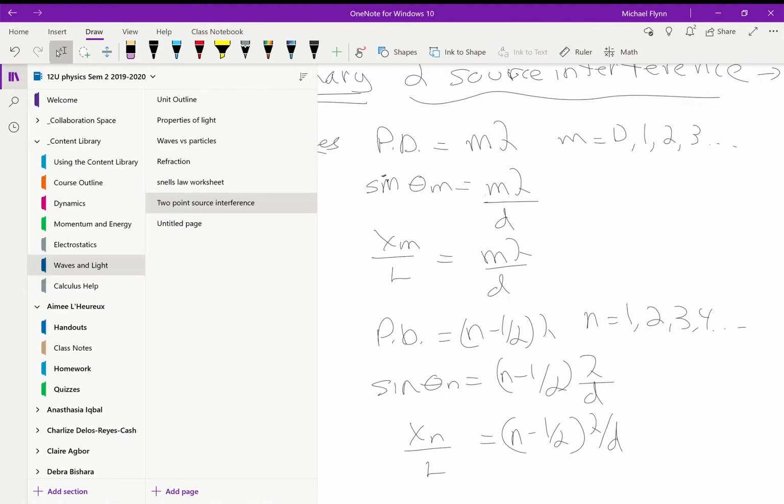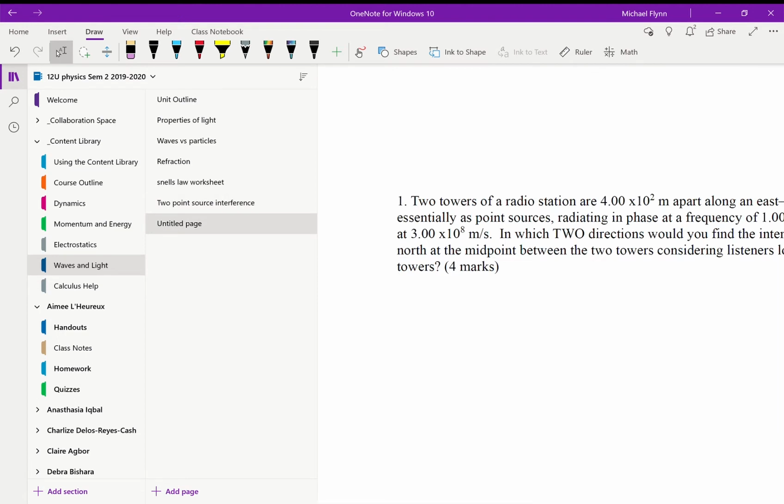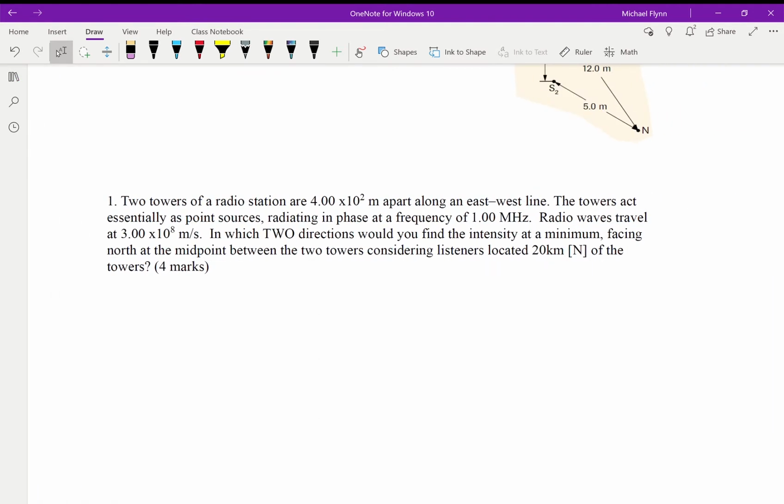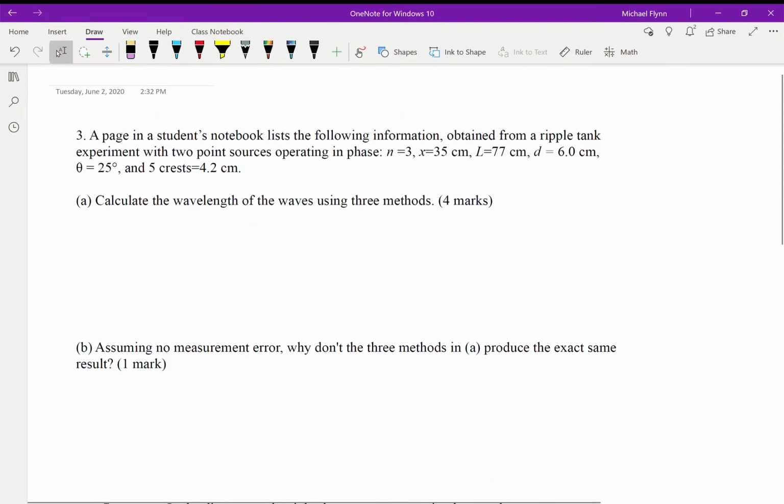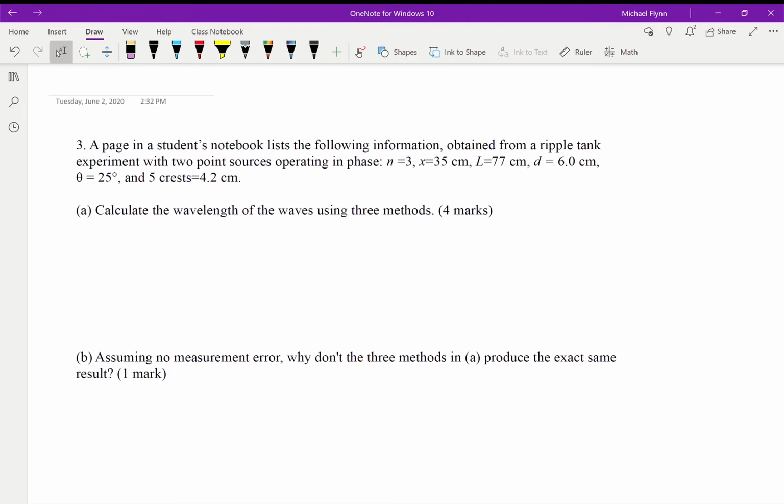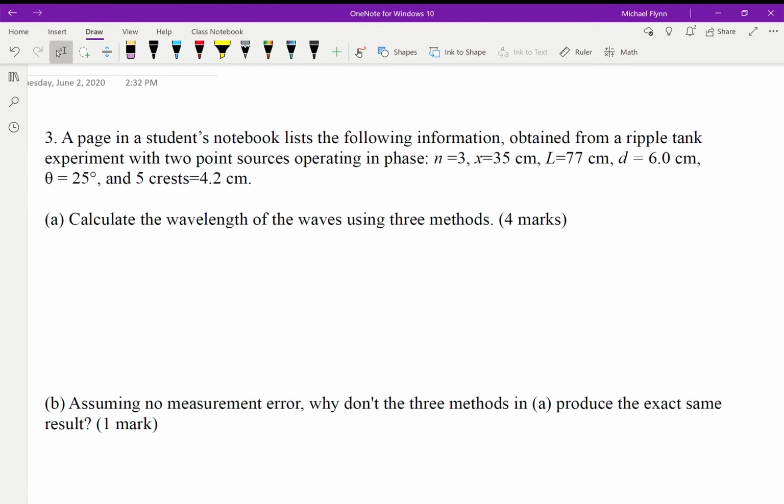Now I wanted to leave you with some questions that I pulled on this topic, from a test, but I think there are similar questions in the homework. These are all based on two-source interference. Let's read this question together. It says, a page in a student notebook lists the following information: n equals 3, so that is the node number. We use m for antinodes, m as in Michael.